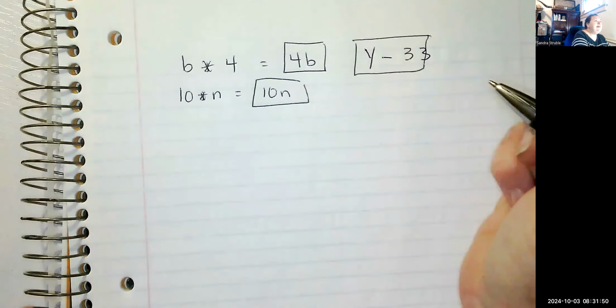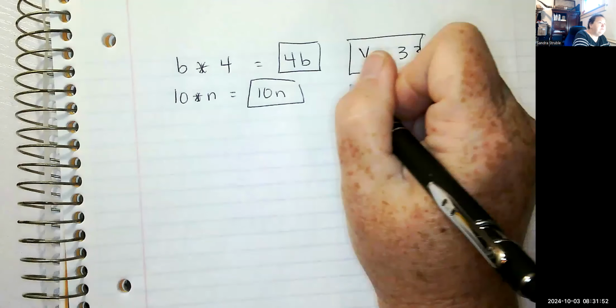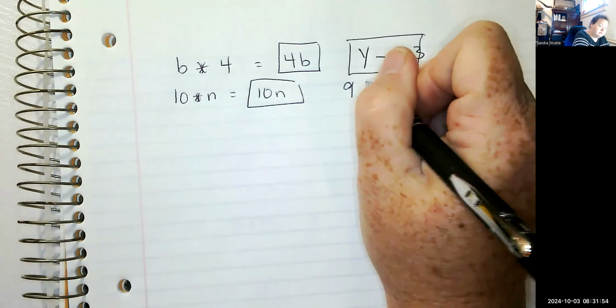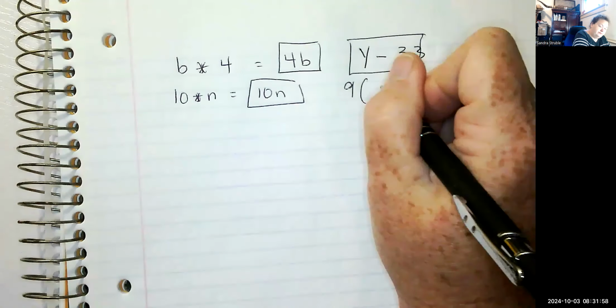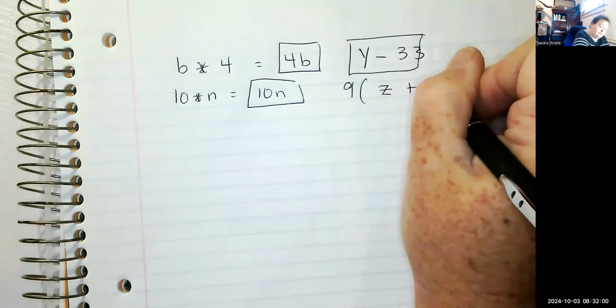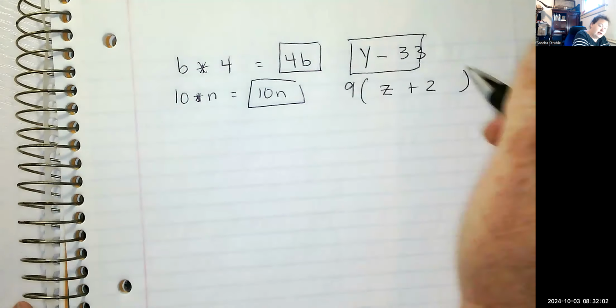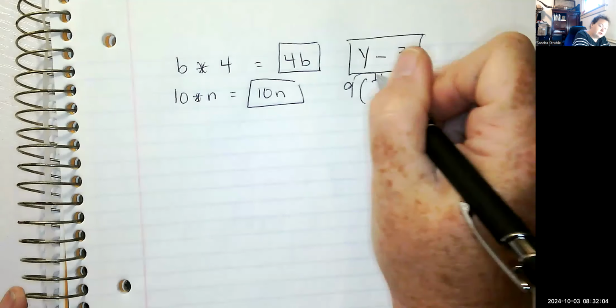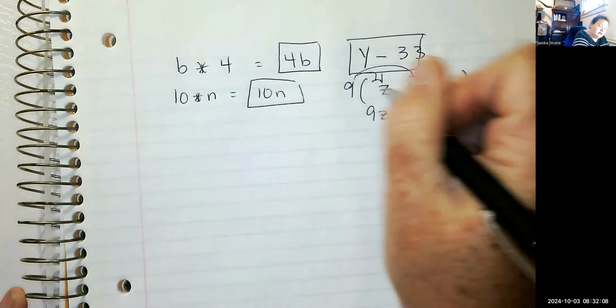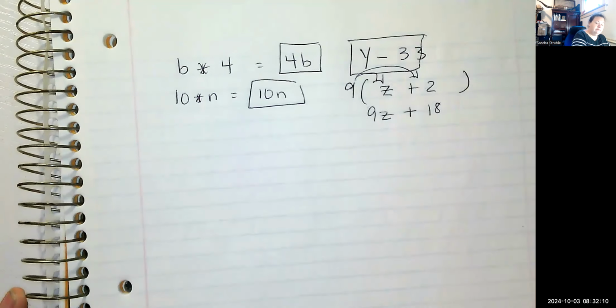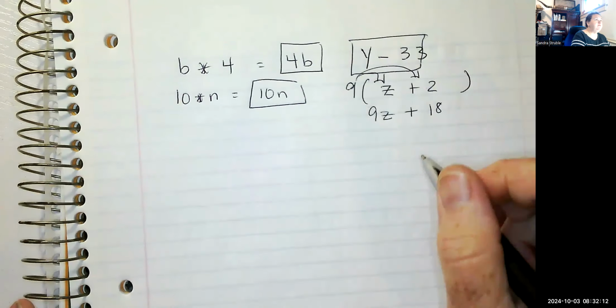9 times, I was saying sum again. So what are we adding? Z and 2. Again, you could leave it like that, or they could want you to distribute it, which would be 9Z plus 9 times 2 is 18. Either one of those would be acceptable.